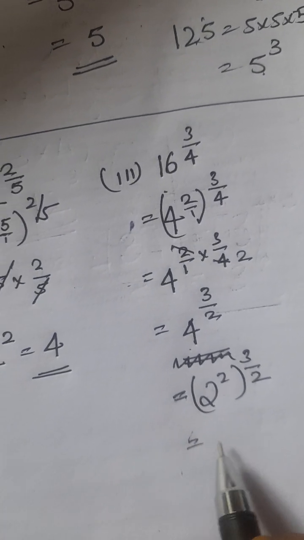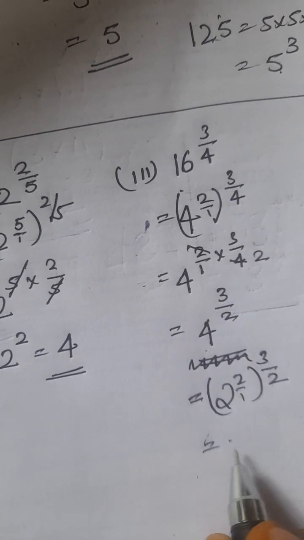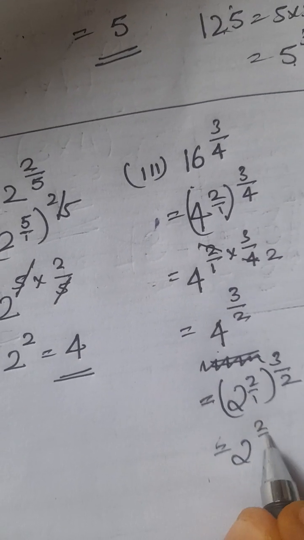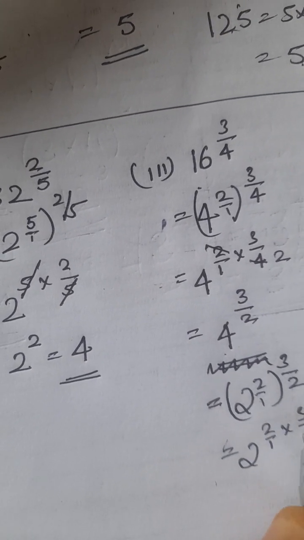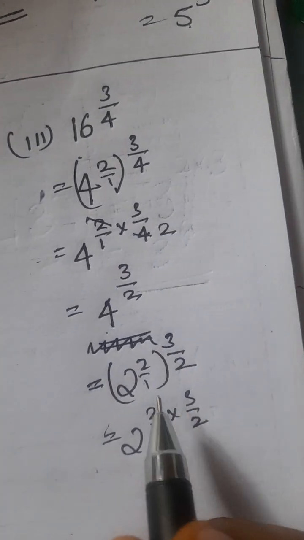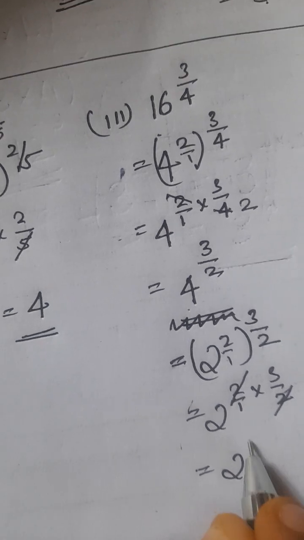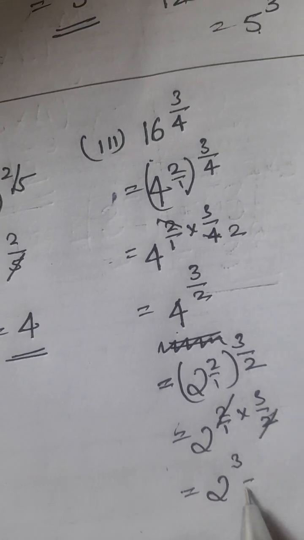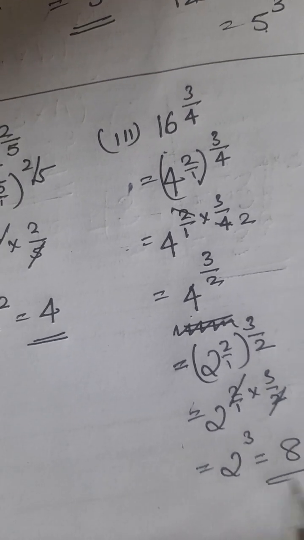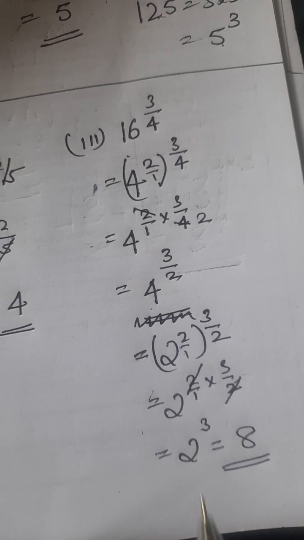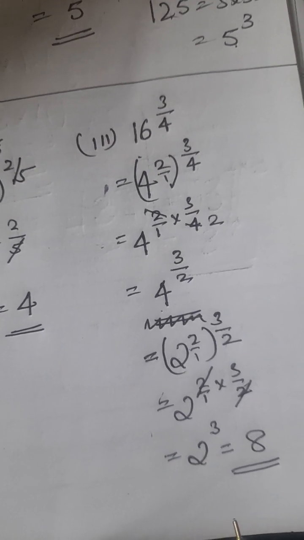So this is 2 to the power 2 by 1 into 3 by 2, right? The 2s get cancelled. So you are left with 2 to the power 3. So this becomes 8.